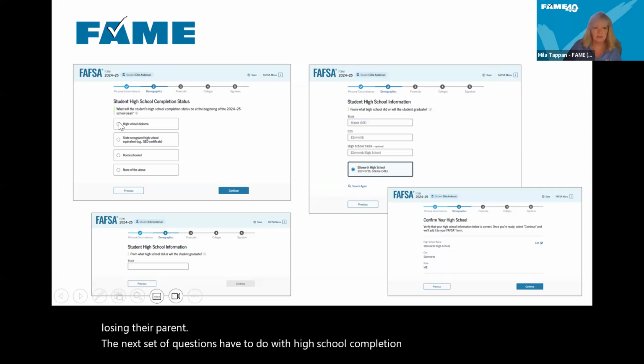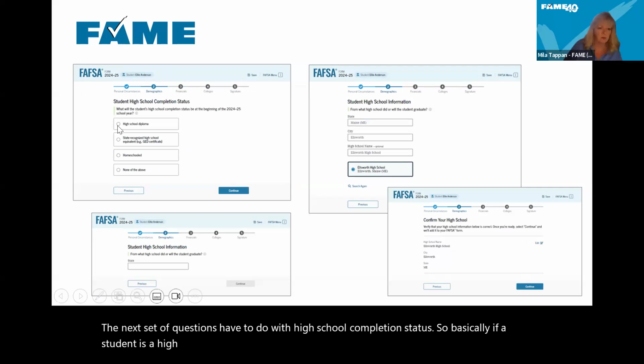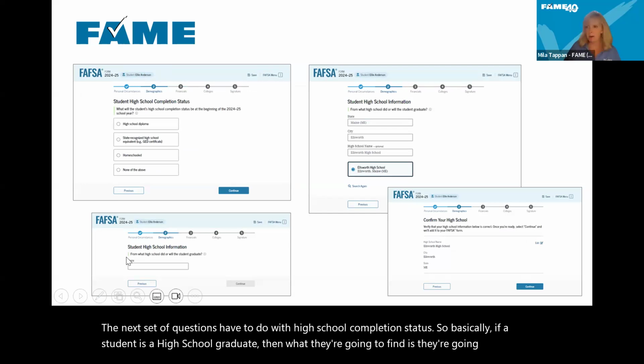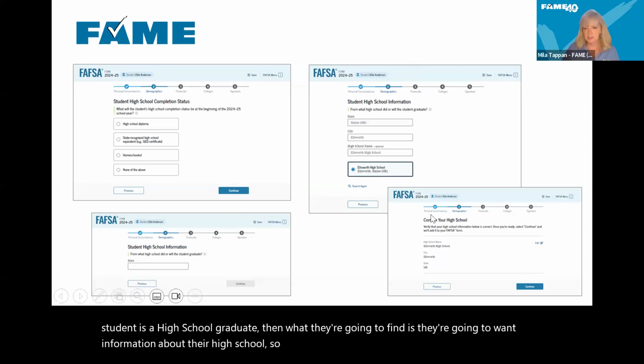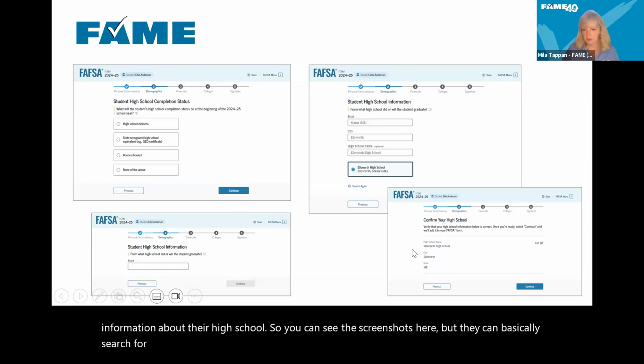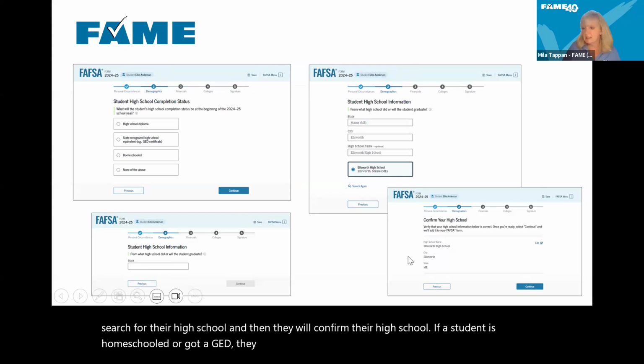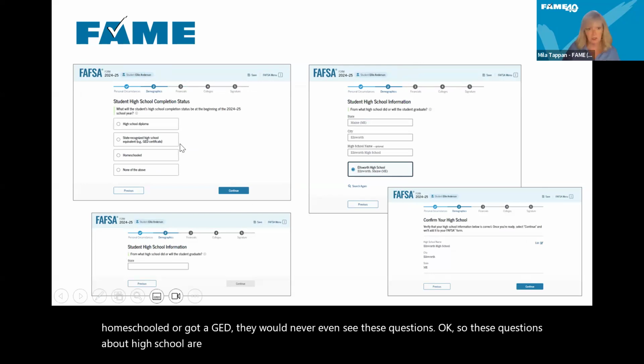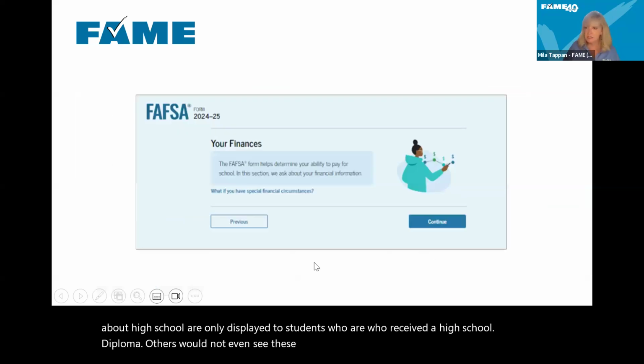So basically, if a student is a high school graduate, then they're going to want information about their high school. You can see the screenshots here, but they can basically search for their high school, and then they will confirm their high school. If a student is homeschooled or got a GED, they would never even see these questions. These questions about high school are only displayed to students who received a high school diploma. Others would not even see these questions. So then students are going to move into the financial section of the FAFSA.